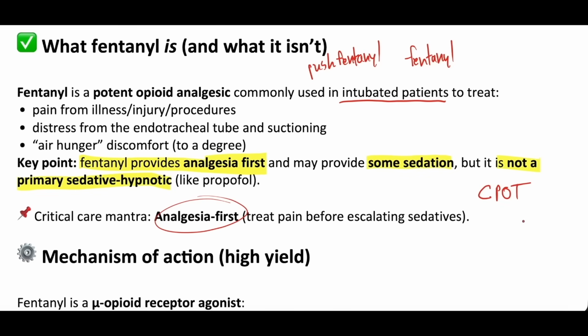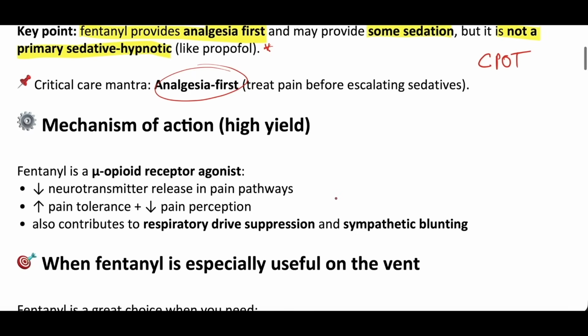We have talked about on this channel before the CPOT score. If you don't know what that is and you want to know, just search Whiteboard Medicine CPOT, because this is a score we use to help us understand if patients are in pain on mechanical ventilation, because we don't want to just try to sedate the pain out of the patient, right? We want to treat it with an analgesic first. And a lot of our sedating medicines, Propofol for instance, does not have significant analgesic properties, whereas fentanyl does. So critical care mantra, analgesia first strategies, treat pain before escalating sedatives, and fentanyl is a great agent for that.